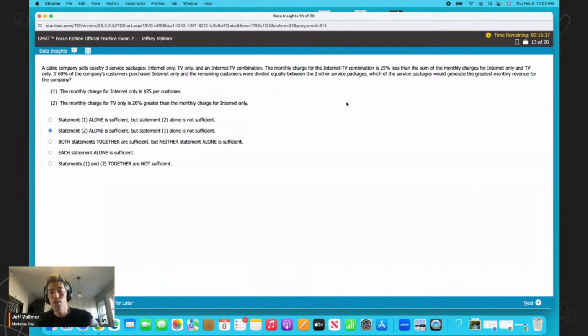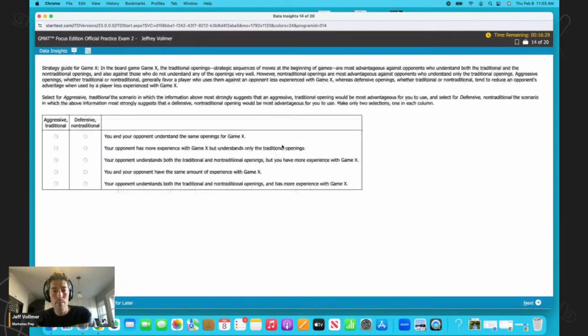This one's tricky because they only give you percent relationships. You don't need a dollar amount. This is a C-trap problem, I believe. We'll pick answer B and move on.